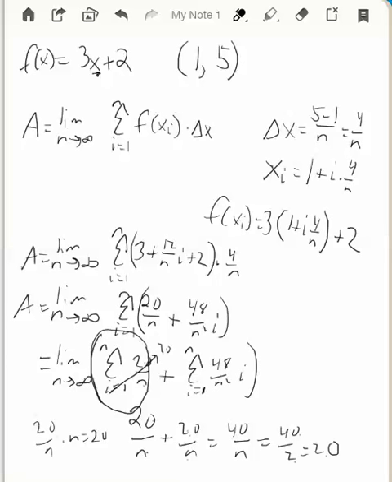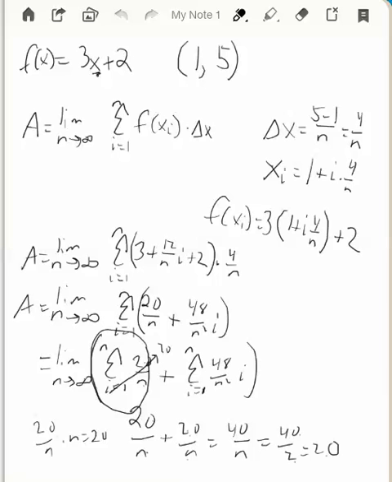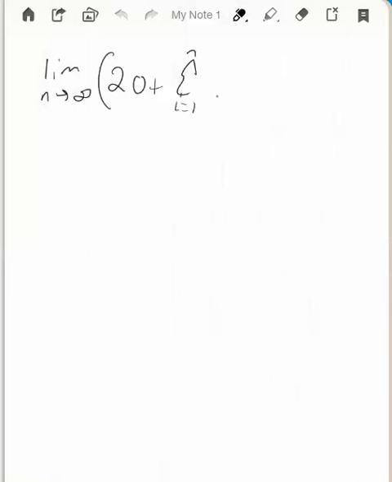Okay, so what does that put us with? I still have a limit as n goes to infinity, I'll deal with that later, of 20 plus sigma from 1 to n of 48 over n squared I.